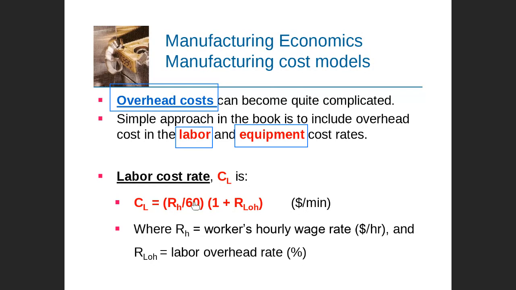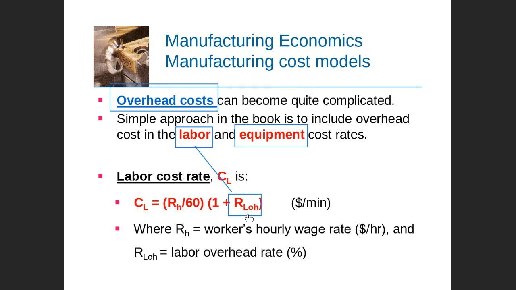RH is the hourly wage for this person who is working with a machine. RLH here is the labor overhead rate. Let me just highlight, this is the labor overhead rate. So this is the first part, the first part of the overhead cost in the labor.